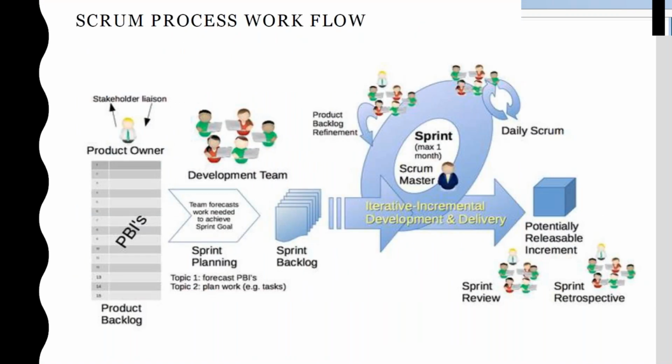this is your Scrum process workflow. Now here, the product owner. As I said yesterday, the terminologies are different, guys. Here, requirements we are going to call user stories. The product owner is the person who is going to prioritize these PBIs. PBIs is nothing but product backlog items.